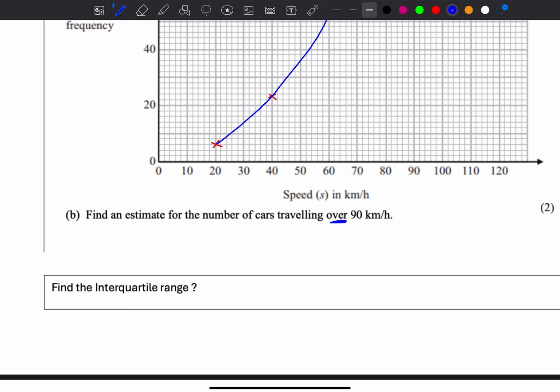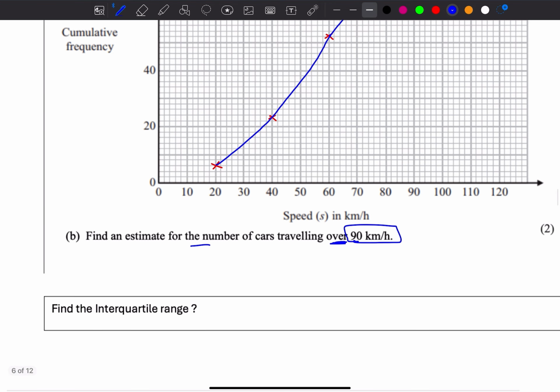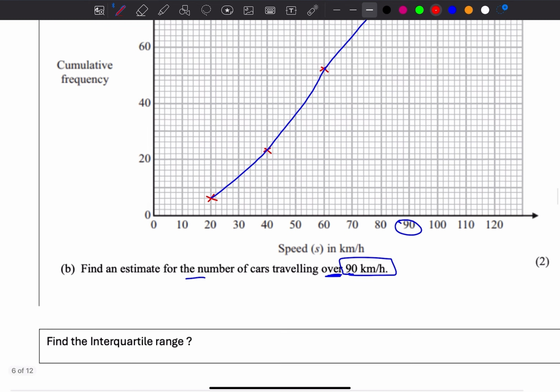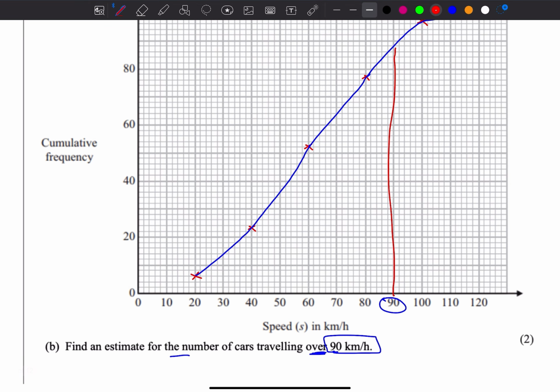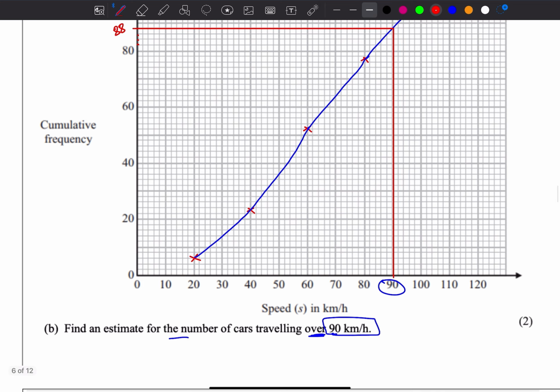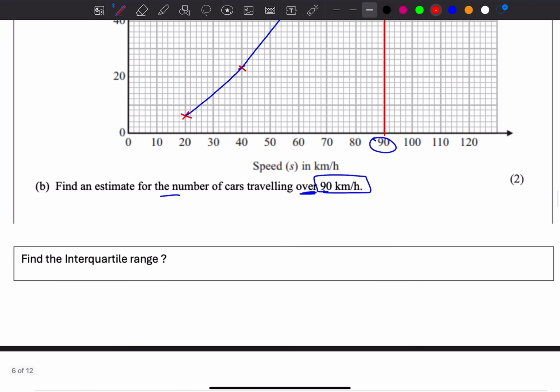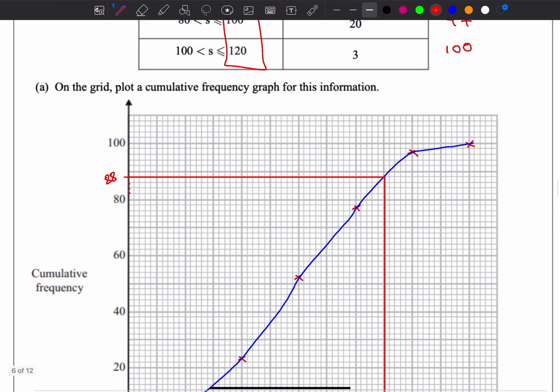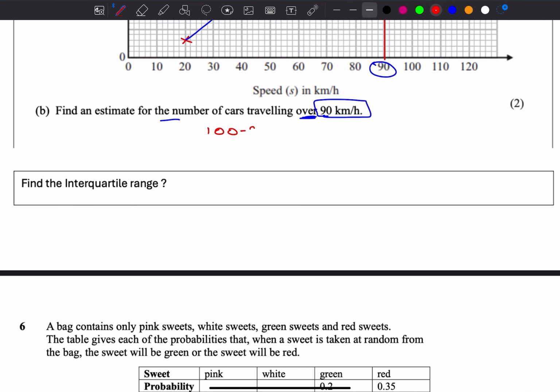Work out an estimate for the number of cars traveling greater than 90 kilometers an hour. That means total take away, right? It's only the number. So you go to 90, and it's 88. So the answer is not 88. Look at the total number of cars. 100 was the total, right? 100 take away 88, that's the answer: 12 cars. So if you get any answer between 10 to 14, then you are right. Otherwise wrong.